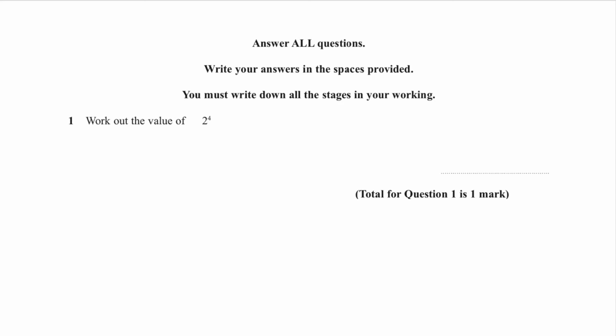Question 1. Work out the value of 2 to the power of 4. Well, 2 to the power of 4 is obviously 2 times 2 times 2. That's 2 to the power of 3. And 2 to the power of 4 is there. So 2 times 2 is 4. Times that by 2 to get 8. Times that by 2 to get 16. So the final answer is 16.